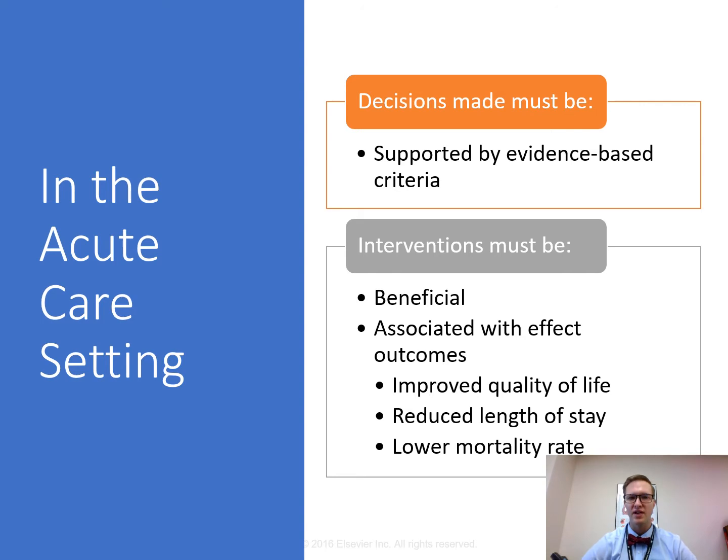All right, first one here. Big thing in the acute care settings, decision must be supported by evidence-based criteria. Once again, the evidence-based criteria demonstrates that a particular intervention, like intubating when their vital capacity is less than 10 mLs per kilo, right? So anything like that shows that a particular intervention is beneficial. It shows that they need it, right? It shows that it's been associated with effective outcomes like improved quality of life or reduced length of stay or decreased mortality rate. These are all good things, and you want evidence-based criteria to decide this.